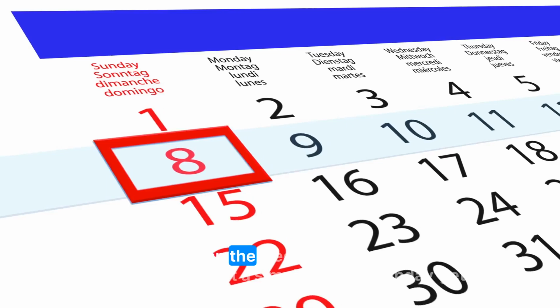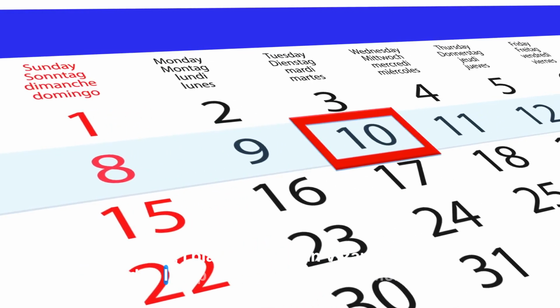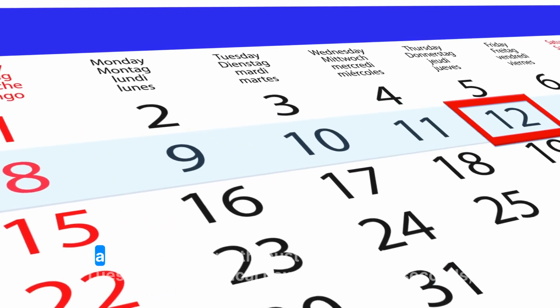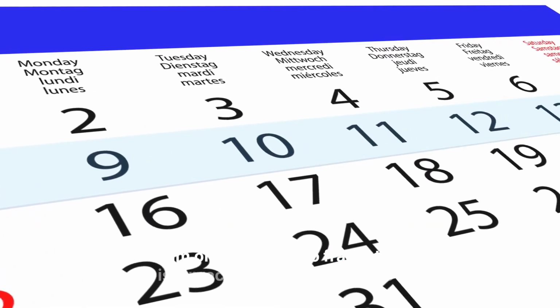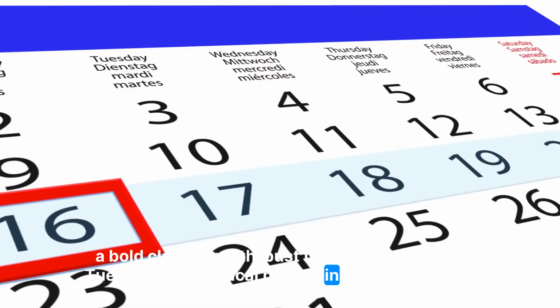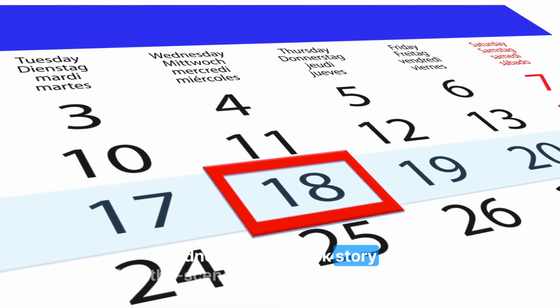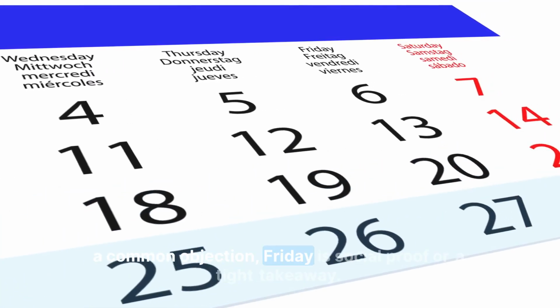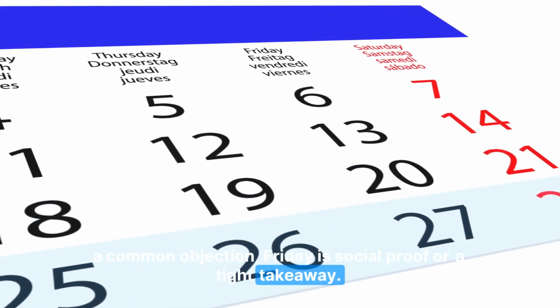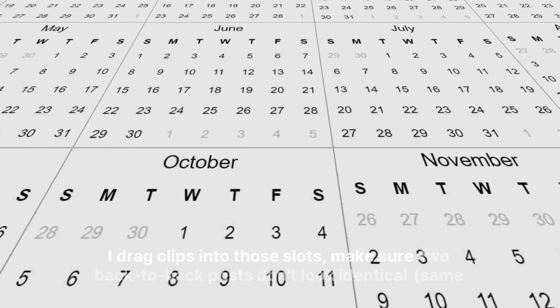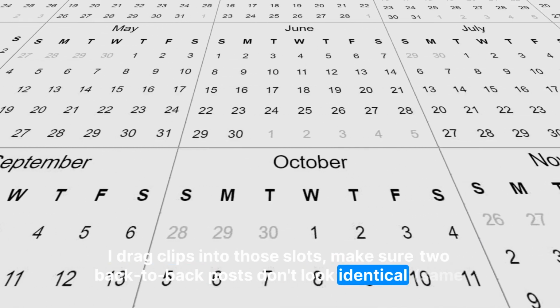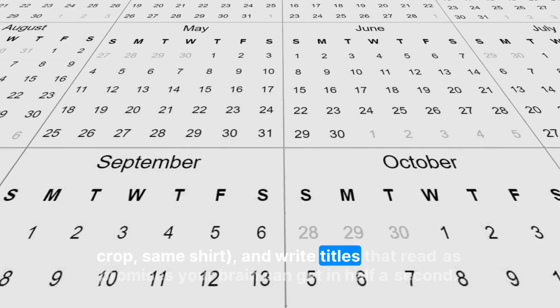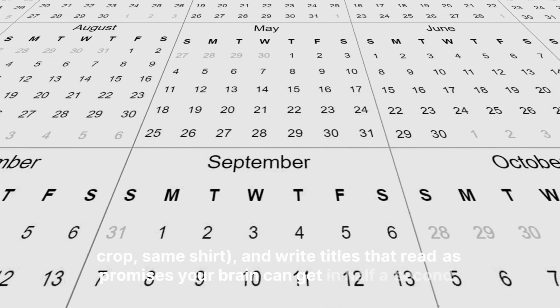After that, I plan the week in Vizard's content calendar. I map out a simple lineup. Monday gets a bold claim or myth bust to frame the theme. Tuesday is a practical how-to in 30-45 seconds. Wednesday is a quick story or behind-the-scenes moment. Thursday answers a common objection. Friday is social proof or a tight takeaway. I drag clips into those slots, make sure 2 back-to-back posts don't look identical, same crop, same shirt, and write titles that read as promises your brain can get in half a second.